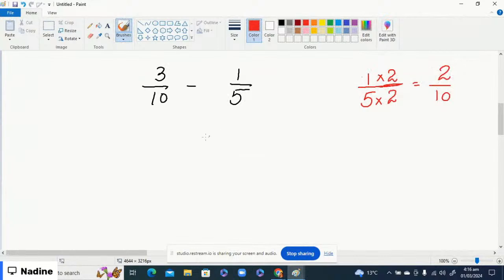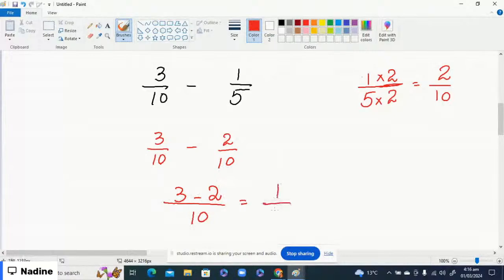Now we write 3 over 10 minus 2 over 10. Now simply subtract 3 minus 2, and the denominators 10 and 10 are the same, so we just put 10 here. 3 minus 2, what is the answer? That is 1 over 10. So this is our answer. All right, let's do the next.